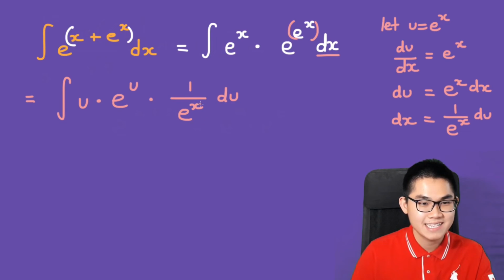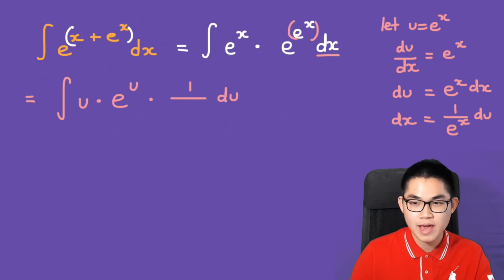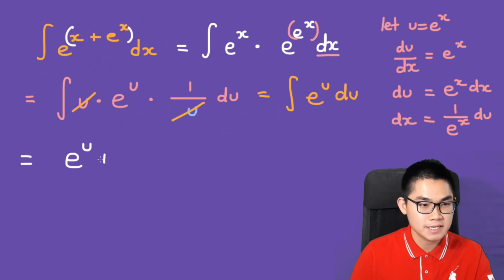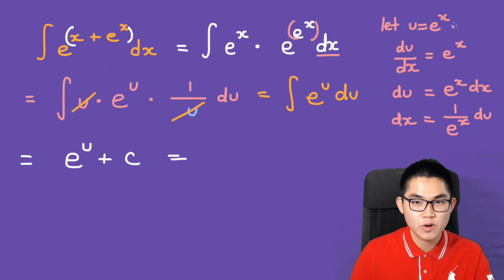And notice that this e to the power of x is also a u. So let's change that. We have here a u. And you might notice that we can cancel out this u and this one. So here we have the integral of e to the power of u du. Now, what is the antiderivative of e to the power of u? It's going to be e to the power of u plus c. And the final step is to substitute the u back to our original x variable.